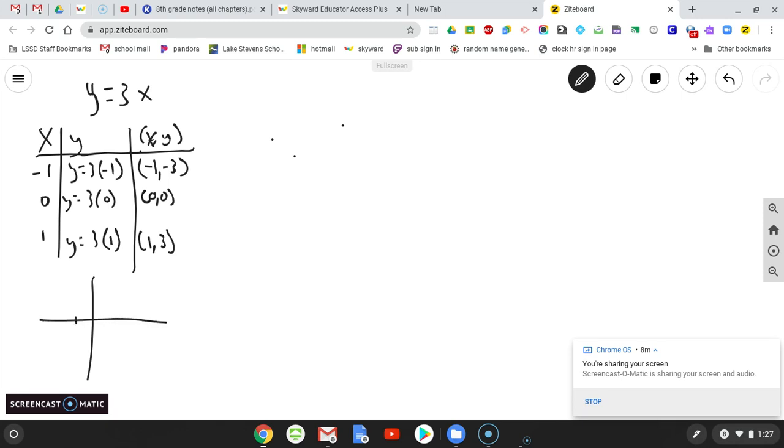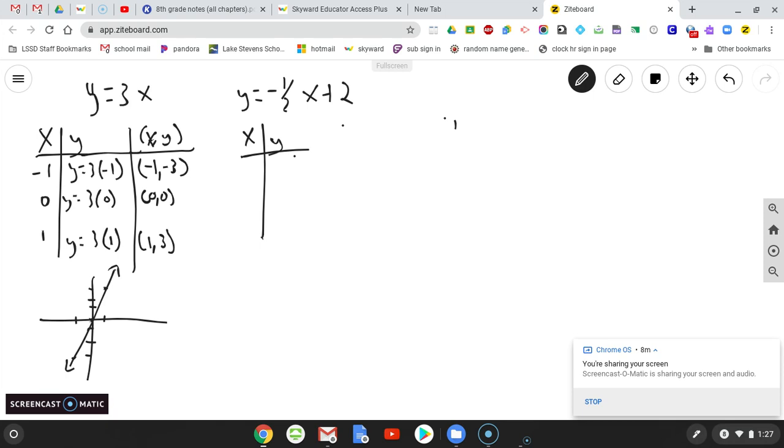So -1 is down at -3. 0 is at 0. And 1 is at +3, which means I have points here, here, and here. And when I connect them, I do, in fact, get a straight line. Okay? Let's see. The next one is going to be y is equal to -1/2 x plus 2. Go ahead and make your table for that one and graph it.